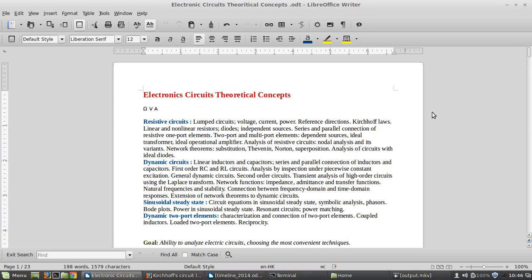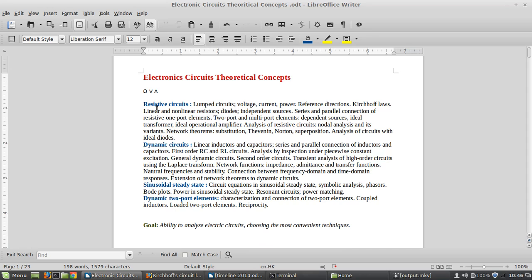This is one of our fundamental courses, and it will go through higher advanced level circuit analysis concepts. You will see that I have divided it into four sections: resistive circuits, dynamic circuits, circuits having the sinusoidal steady state, and circuits having dynamic two-port elements.